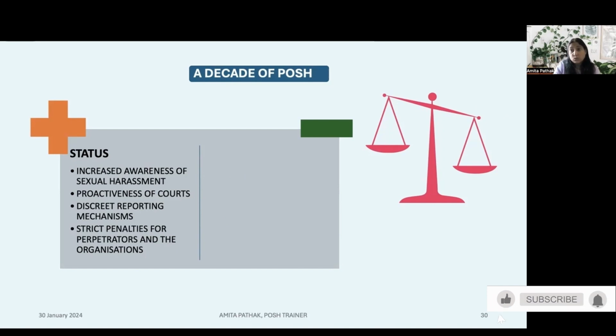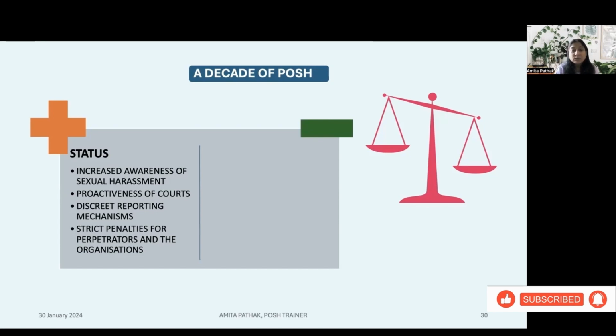Proactiveness of courts. Courts are proactive these days. A few days back, the court ordered all the district officers to implement POSH at their levels quickly. Discreet reporting mechanism: through the creation of ICC committees, handling of formal and informal complaints, and addressing the issues. So it's been discreet now.